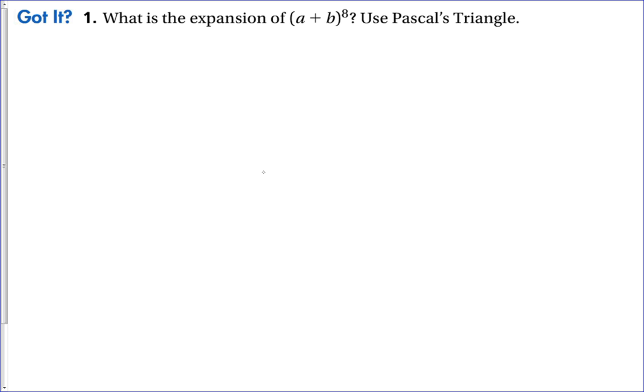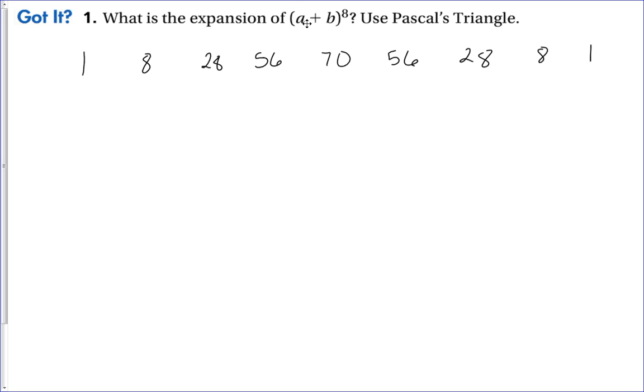All right, so this 8 says we're going to use the 8th row of Pascal's triangle. The 8th row of Pascal's triangle is 1, 8, 28, 56, 70, 56, 28, 8, and 1. All right, so start by writing those down.